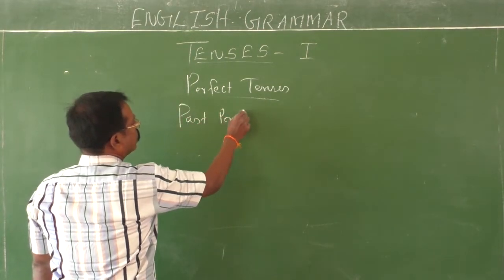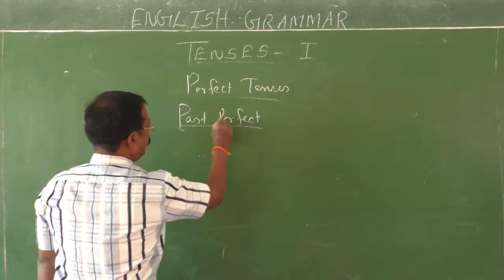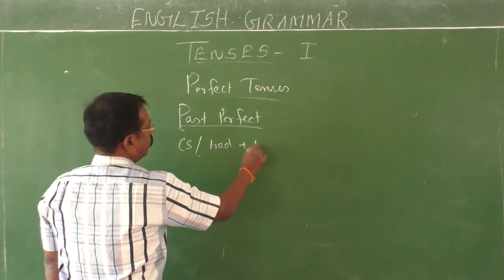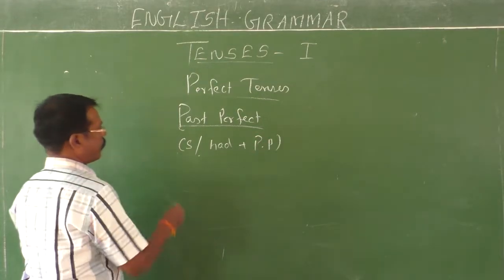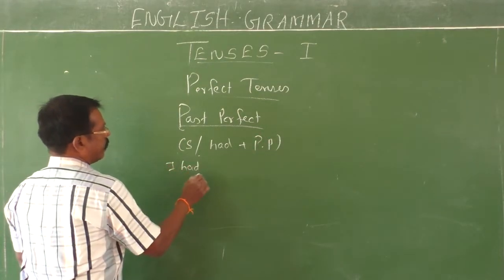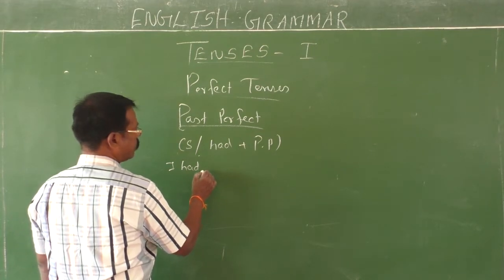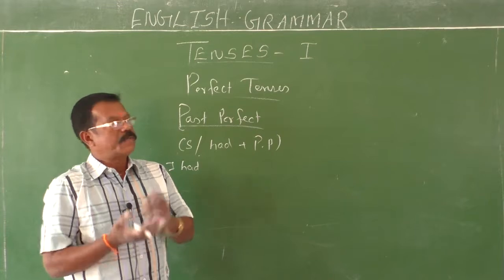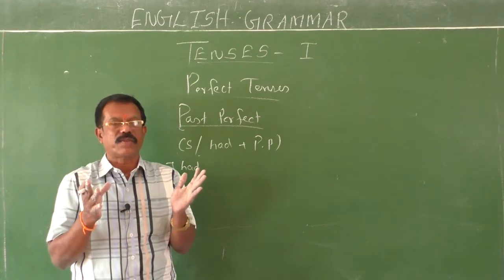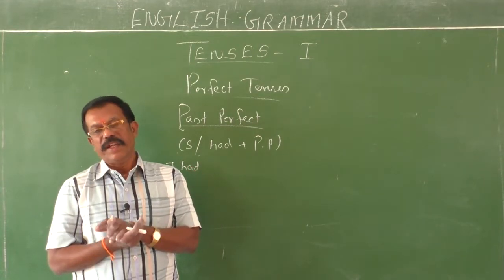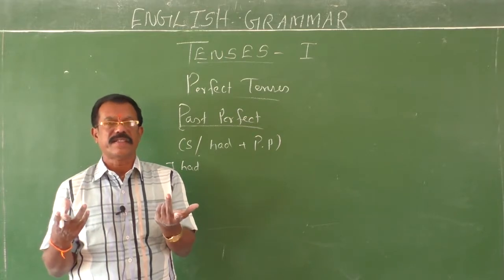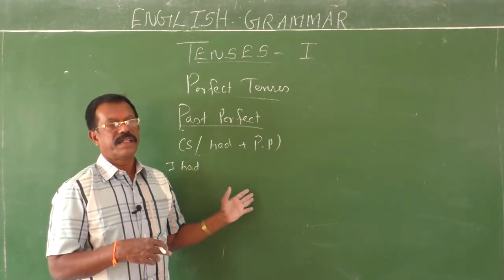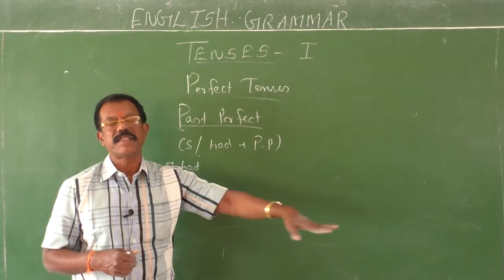See, past perfect. What are the key words? See, first subject, had plus PP, V3 past participle. I had. See, where you can use this past perfect, let me first explain. This past perfect tense is always associated with the past tense. When you are expressing two past actions, the first completed one should be expressed in the past perfect tense. The second completed one should be expressed in the simple past.